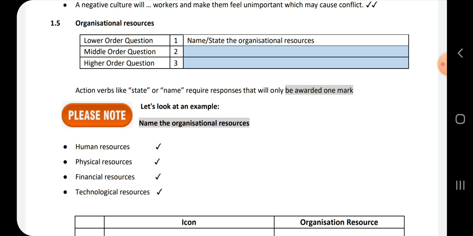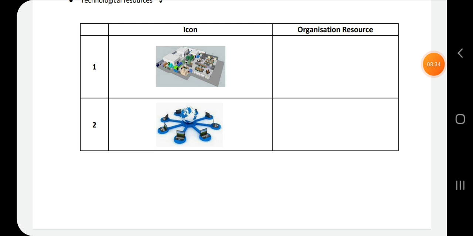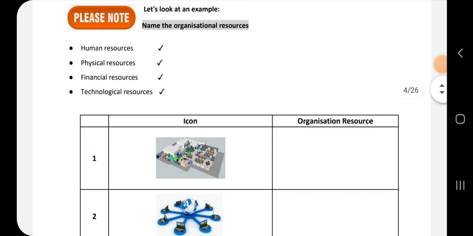So when we're talking about a lower order question, these are questions that don't have a lot of marks. It's like name the organizational resources. So let's look at this activity here. You name the organizational resources. We have the organizational resources: human resource, physical resource, financial resource, and technological resource. So when they say you must just name, it's 1 mark. But when you are asked to explain, you will name and explain. You will be given 1 mark for naming and 1 mark for explaining.